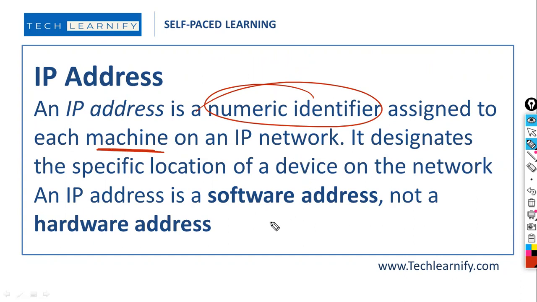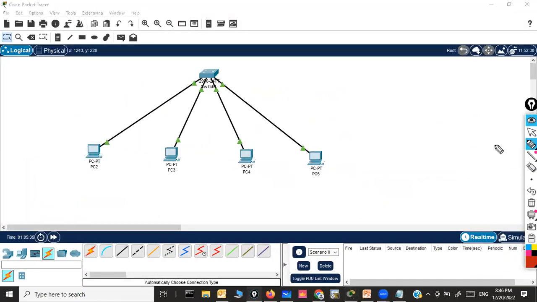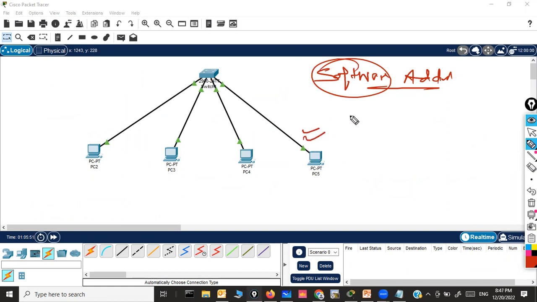It designates the specific location of a device on the network. And this address is a software address. What do I mean by a software address, not a hardware address? If I go back to this lab topology, software address means an address assigned to a software. And what software am I talking about here? A protocol, and the name of the protocol is TCP/IP.